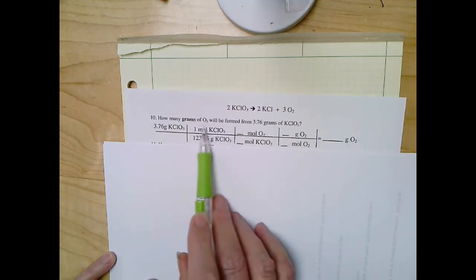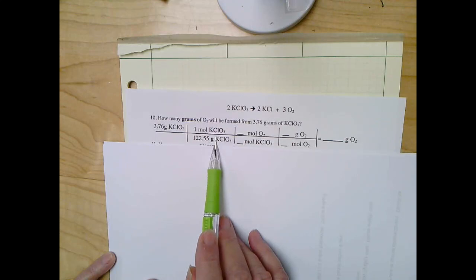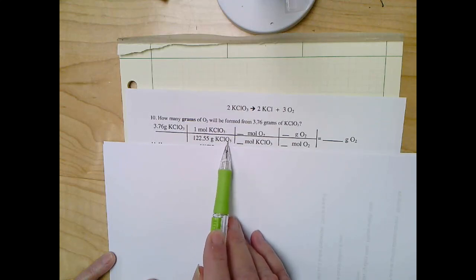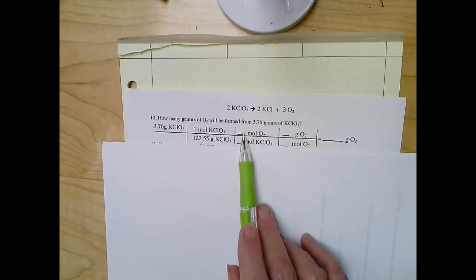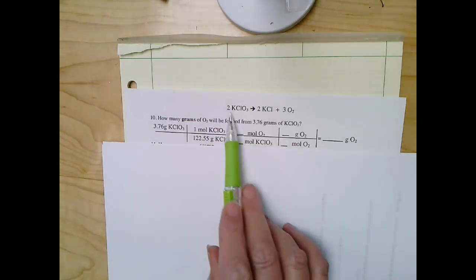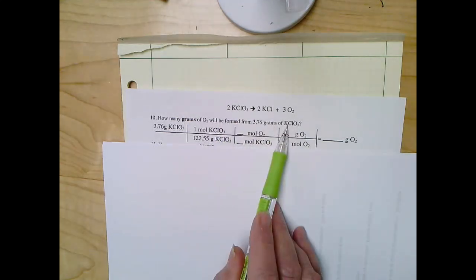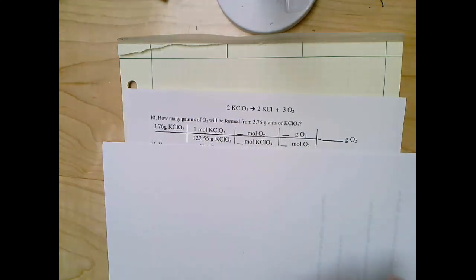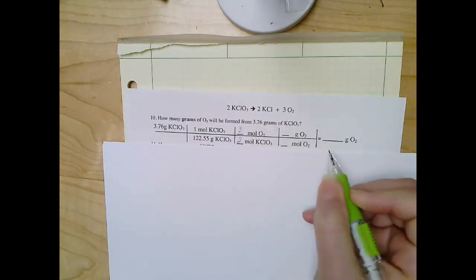This number came from the periodic table, and this is the grams for 1 mole, or the molar mass. So you would take potassium plus chlorine plus 3 times oxygen. That's how you get this number. Then where are we going to get this number from is this mole-to-mole relationship. And again, they're relating KClO3, so our 2 would go down here, and our 3 would go up here.